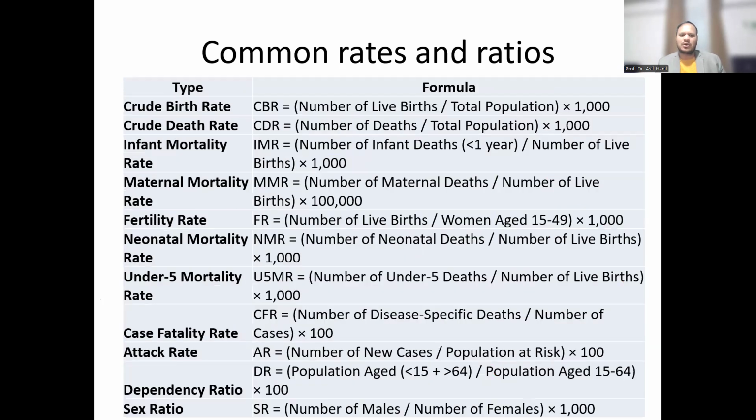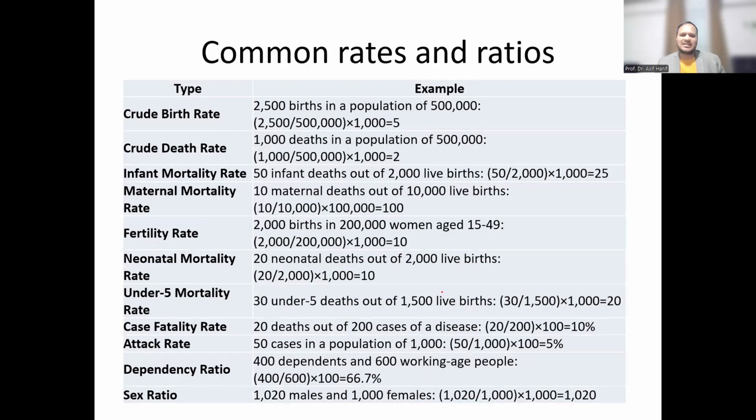So that was the definitions. Now here are the formulas. Number of live births over total population multiplied by 1,000. Number of deaths over total population multiplied by 1,000, and so on. You can read this slide and learn the formulas. I have also added an example in the next slide. Here is the next slide. For example, there were 25 births in a population of 5 lakh. You can do simple mathematics. If you want to convert into percentage, then remember you have to multiply by 100 instead of 1,000.